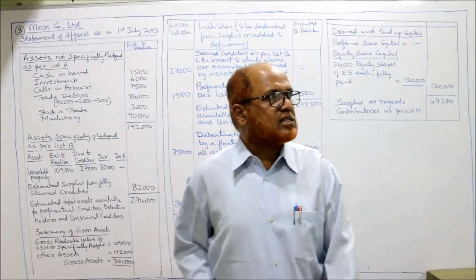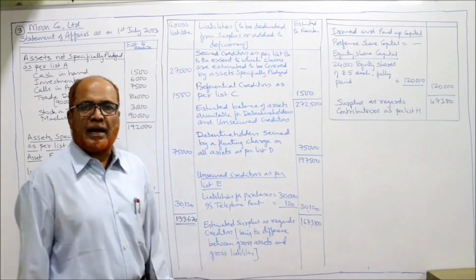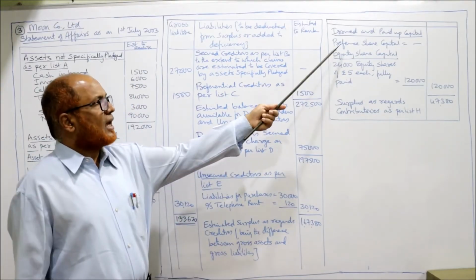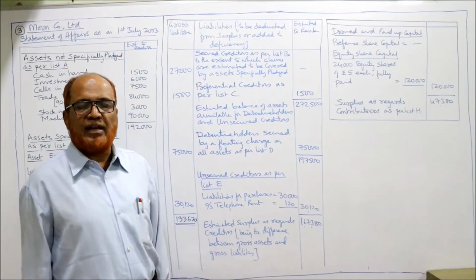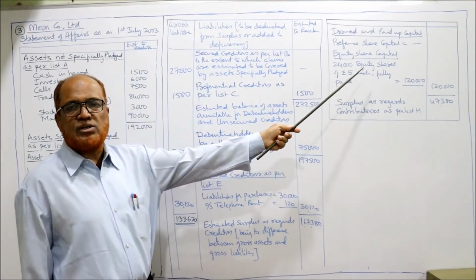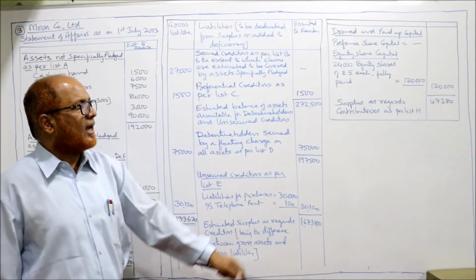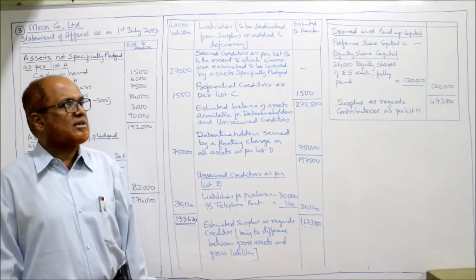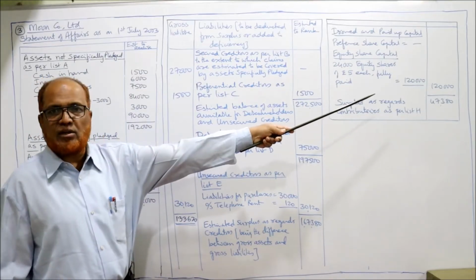Now we'll come to the last part, that is issued and paid up capital, list F and list G. Preferential capital, list F, we don't have any preference shares in this problem. Equity share capital is the 24,000 equity share of ₹5 each, 1,20,000. 1,20,000 is the equity share capital. 1,20,000, take it in the outer column.